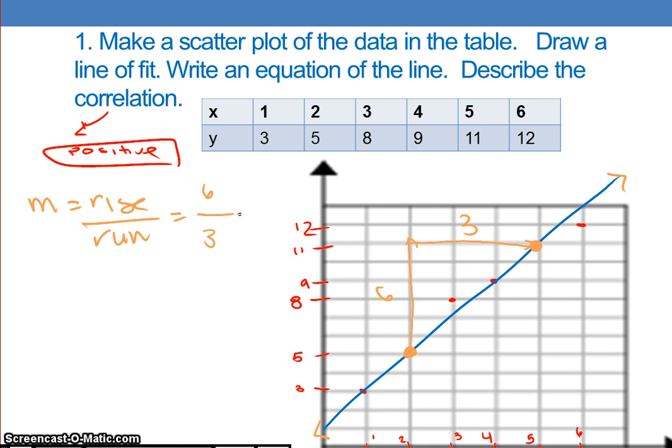I'm not done. Why? Can 6 be divided by 3? It can, actually. 6 divided by 3 is 2. So my slope is 2. But I think I need 2 things to write my equation. I need the m and the b because it's y equals mx plus b.